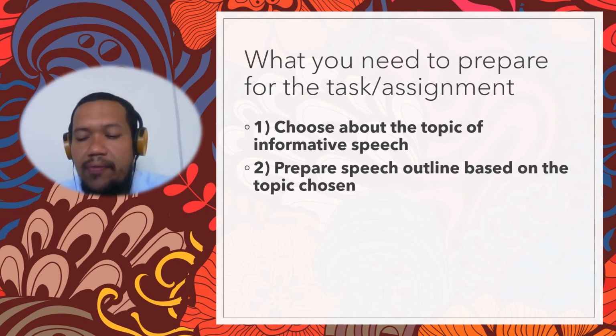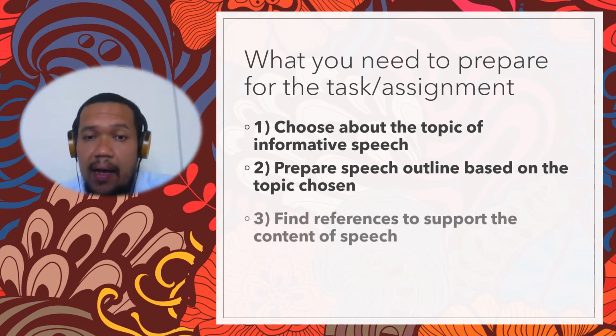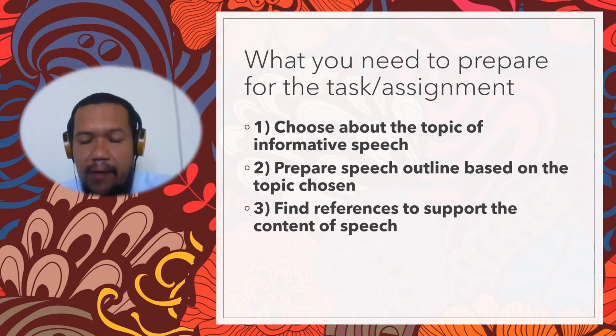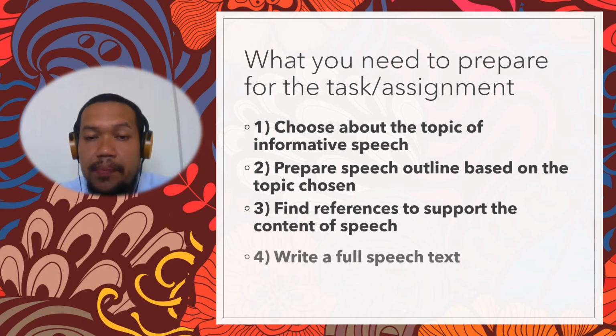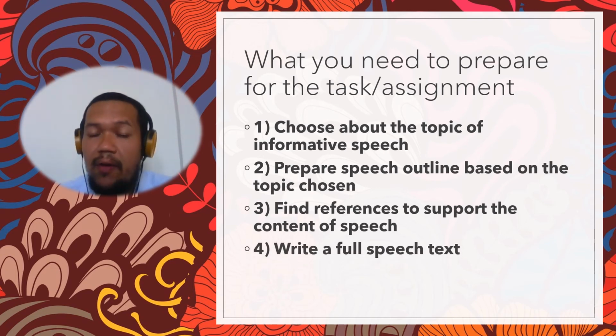After you have finished your speech outline, you have to find references to support the content of your speech. I don't make any requirement, but I think 3 will be okay. At least 3 citations or references you have to make in your informative speech. And then you have to write, of course, a full speech text based on the speech outline that you made.